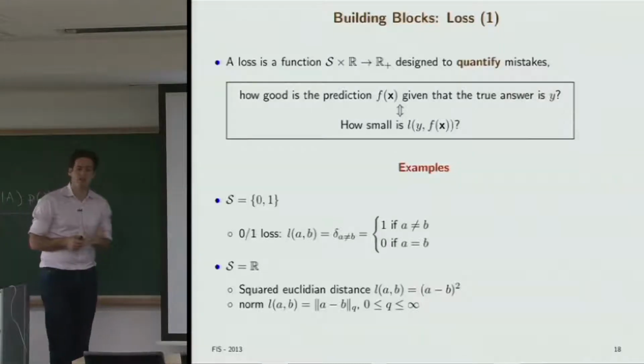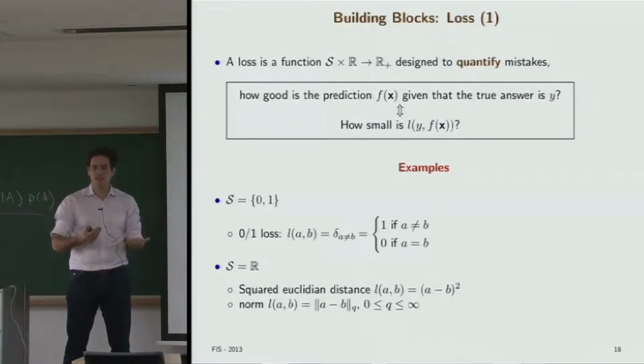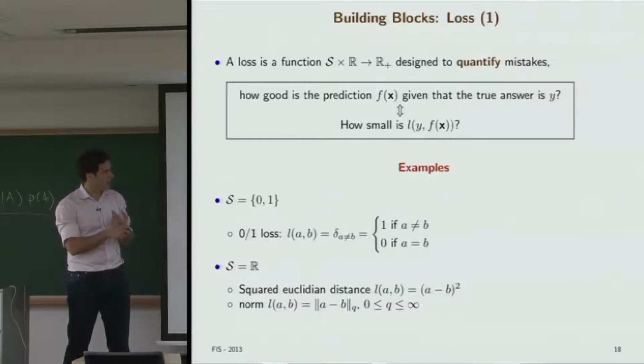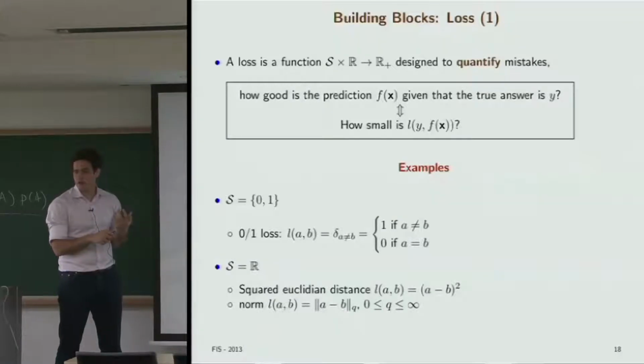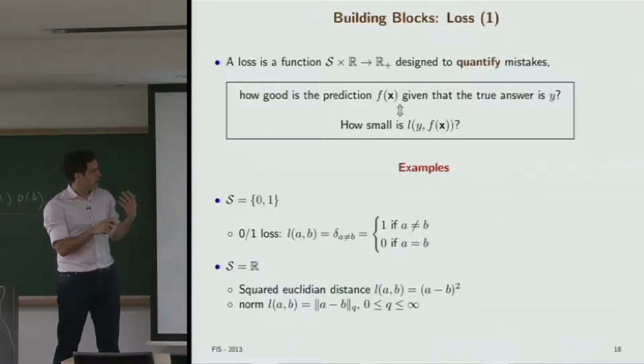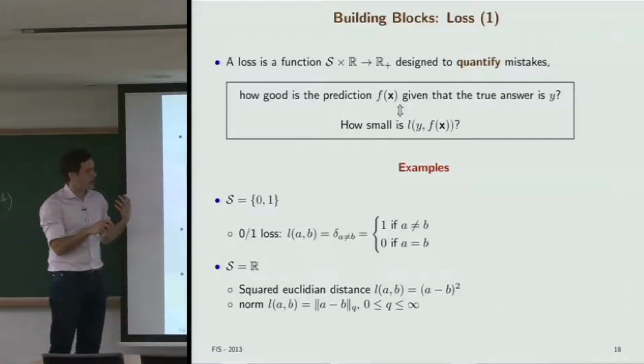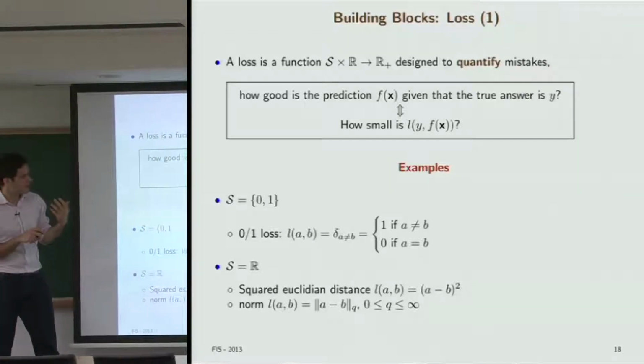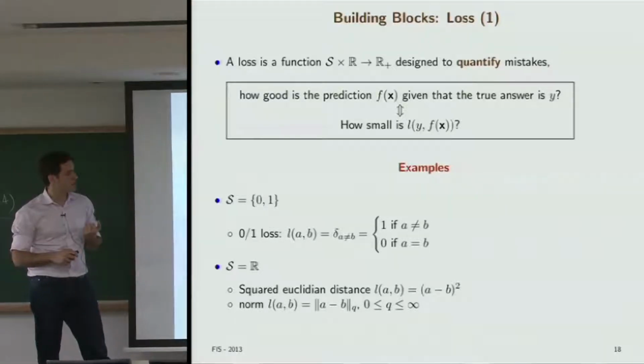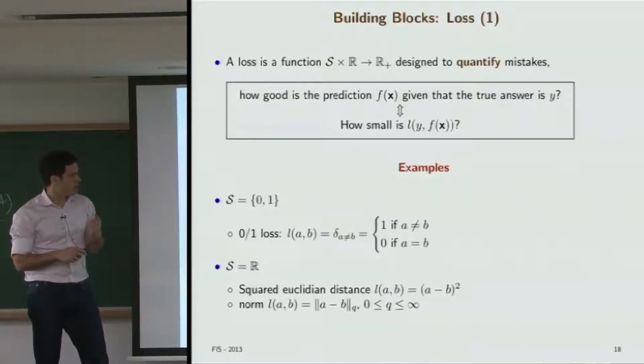Statistical learning theory builds upon the idea of making mistakes and judging how big mistakes are, which is why loss functions are really fundamental. We've seen quite a few loss functions so far, so let me just tell you again what it is. A loss is a function that goes from the output times the input to the non-negative reals, designed to quantify mistakes. So how good is the prediction f of x given that the true answer is y? This might be formulated as how small is the loss of y given f of x.